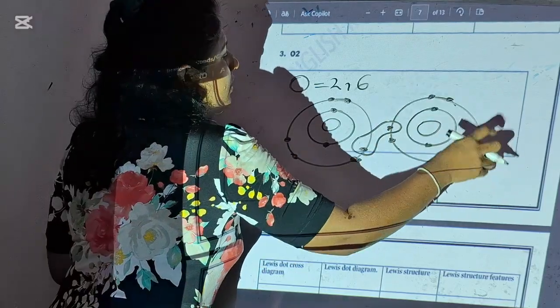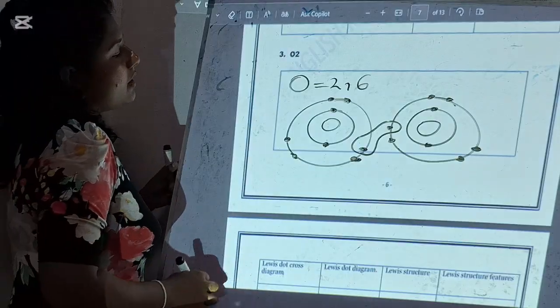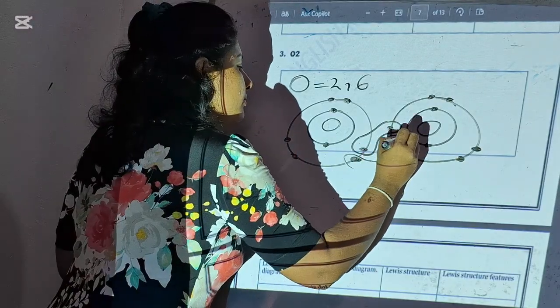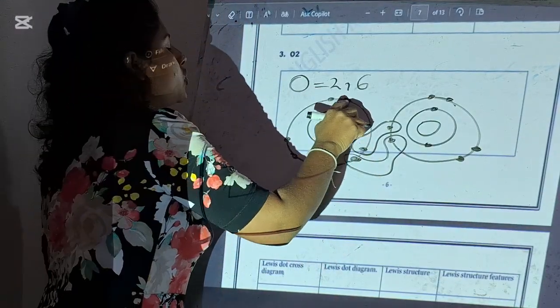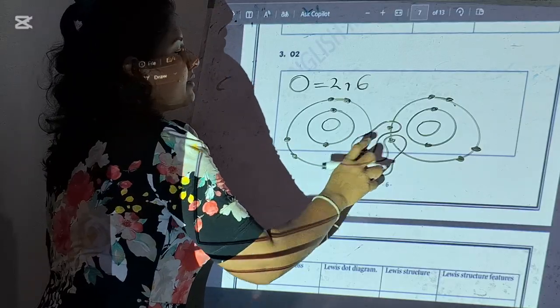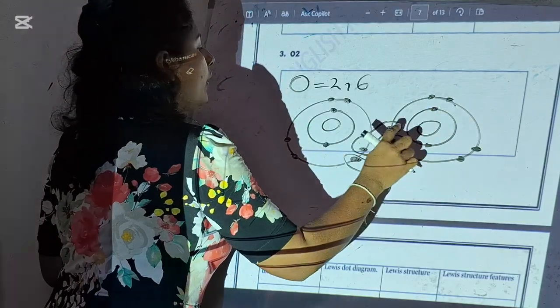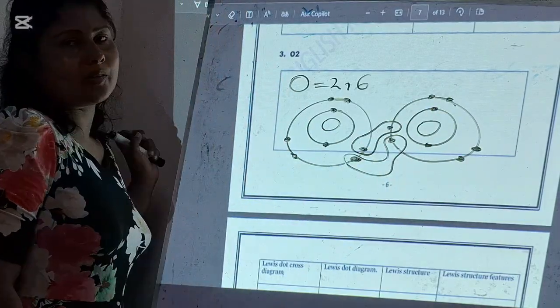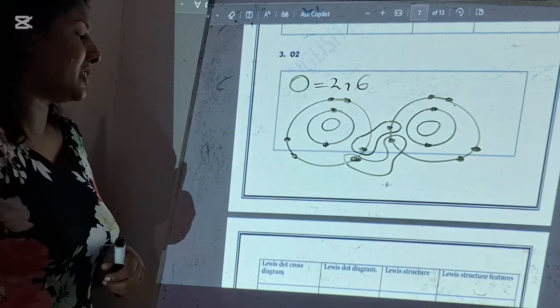1, 2, 3, 4, 5, 6, 7. Not complete. So let's make one more, by contribution of both of the oxygen. 1, 2, 3, 4, 5, 6, 7, 8. 8 electrons. Now you can see there are two covalent bonds for the oxygen.